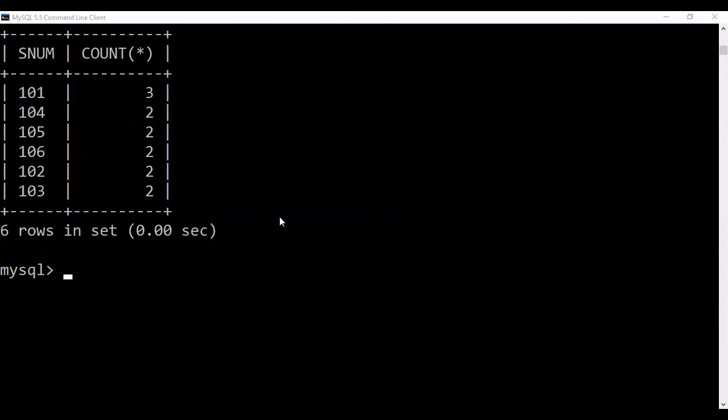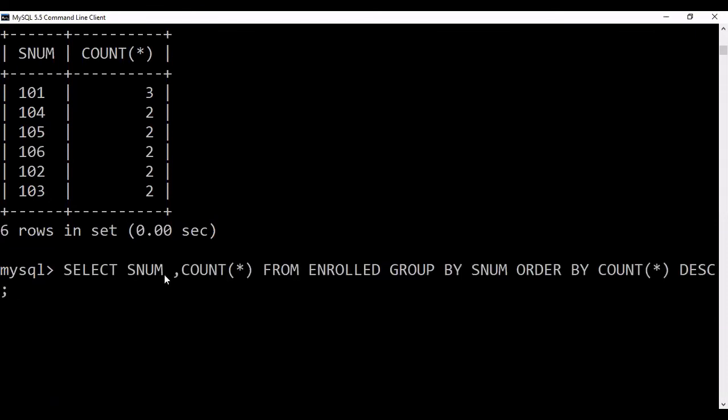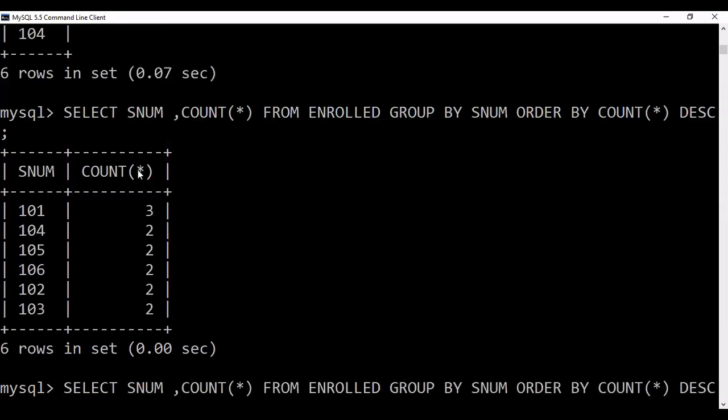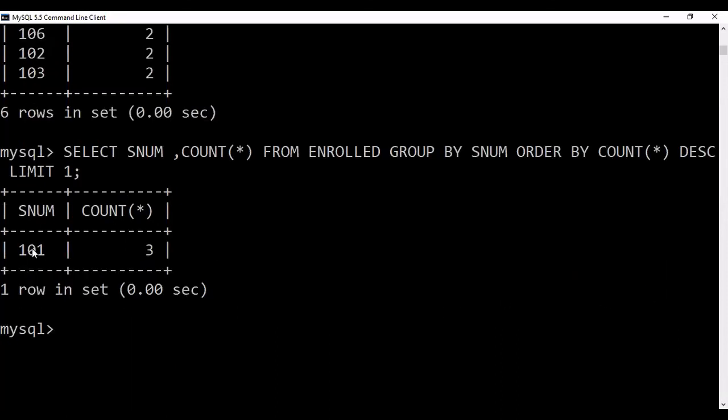So I'm putting the query which I executed, simply following it with limit. I'm adding a clause, limit 1. If I add limit 1, see here it is giving the student number which is enrolled with the maximum subjects. It is not giving all students, it is the same query with limit 1. So now I found the student ID.